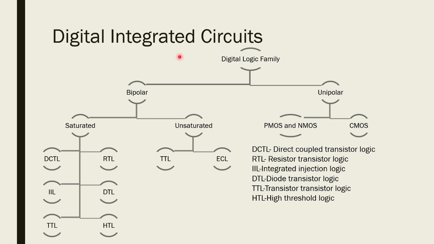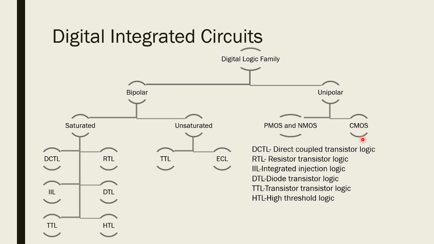Saturated is again classified into DCTL, direct coupled transistor logic, resistor transistor logic, integrated injection logic, diode transistor logic, transistor logic, and high threshold logic. And unsaturated is again classified into two types. One is transistor logic, the other one is emitter coupled logic. And unipolar is again classified into PMOS, NMOS, and CMOS.